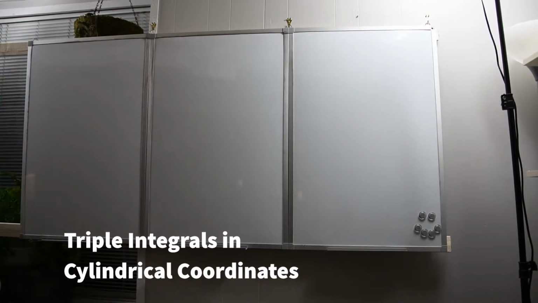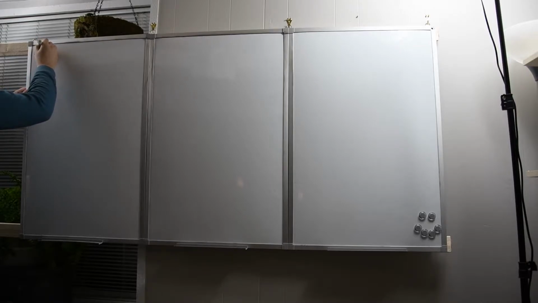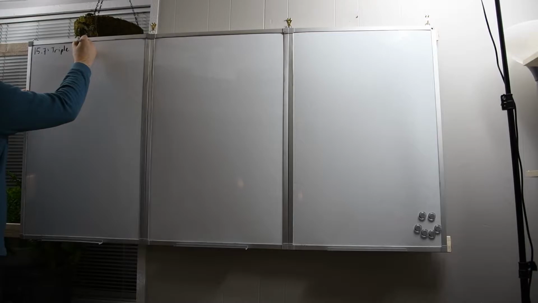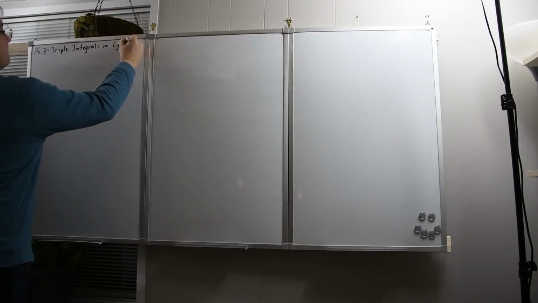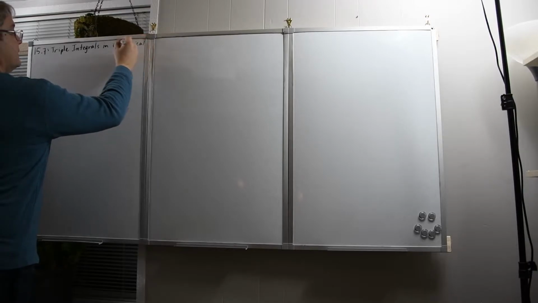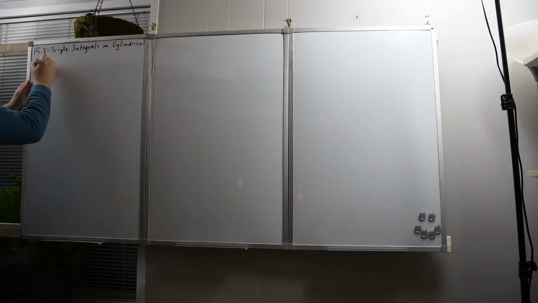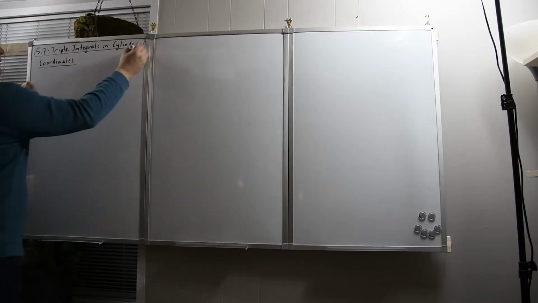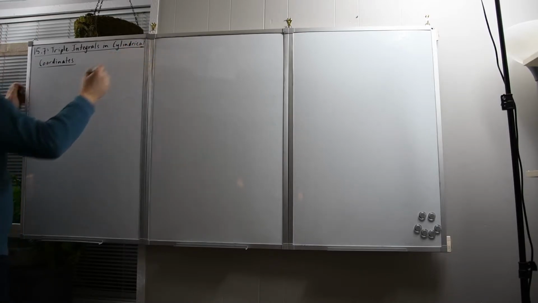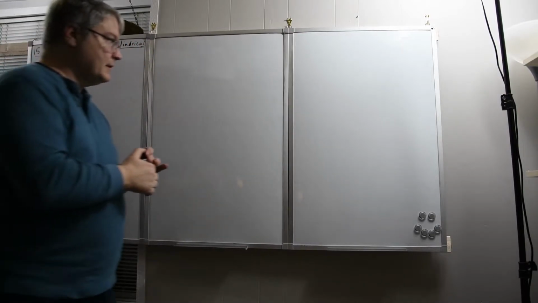Alright, so this time we're going to take a look at section 15.7. This section deals with triple integrals and cylindrical coordinates. So we're going to take a look at what it means to represent a point in cylindrical coordinates.